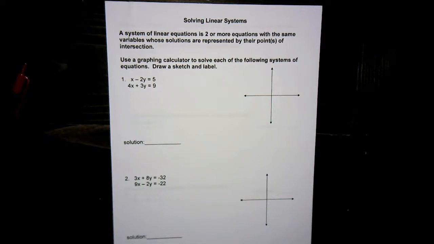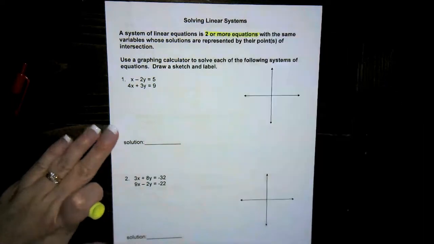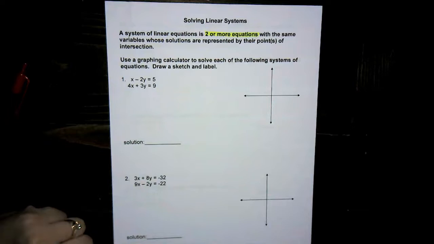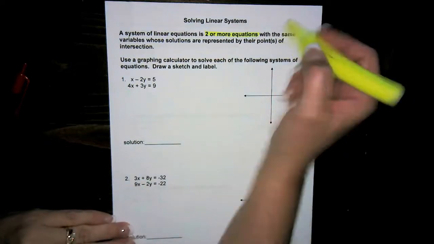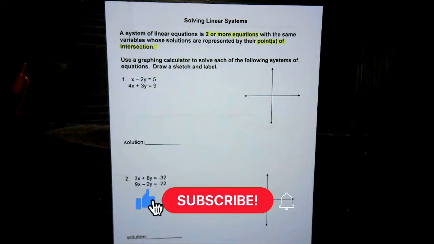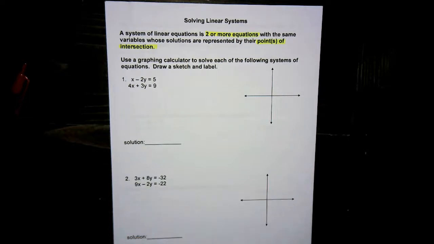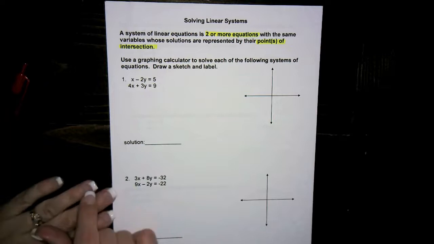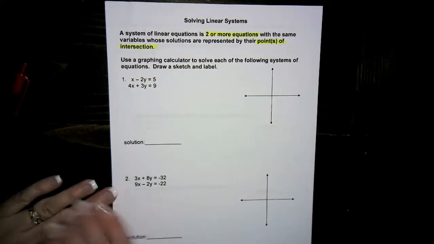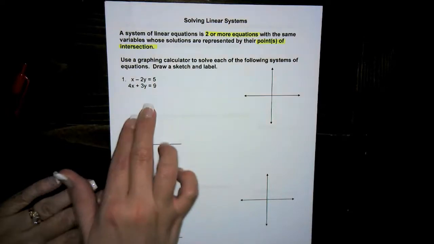As we get started, it's very important that we first recognize what we're dealing with in these strategies. A system of linear equations is two or more equations with the same variables whose solutions are represented by points of intersection. I'm going to show you three different methods that you can use to solve these systems of equations. Each one produces the same result, but one is more user-friendly than the others, depending upon the equations. I'm going to start with the graphing calculator.